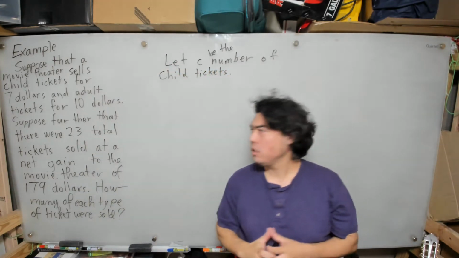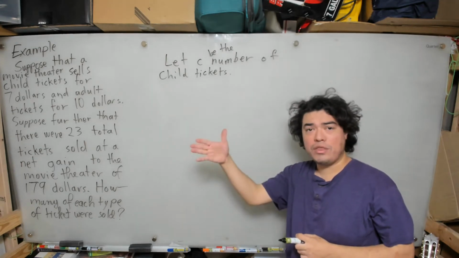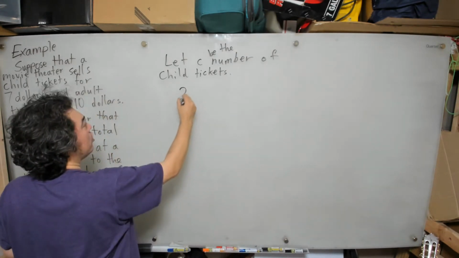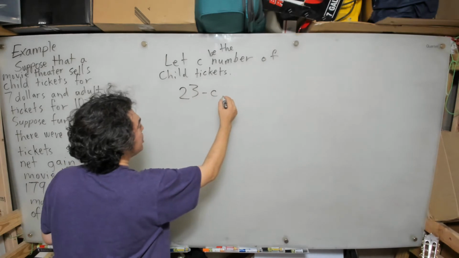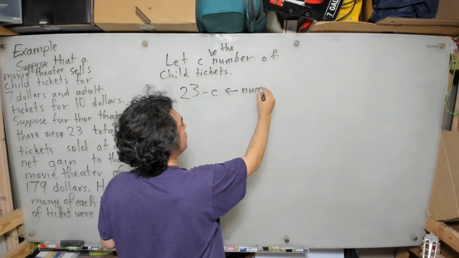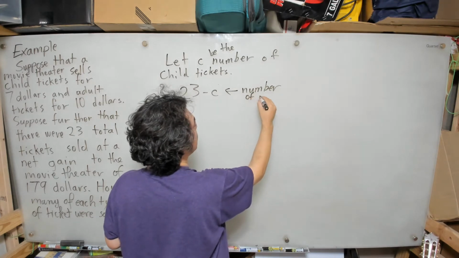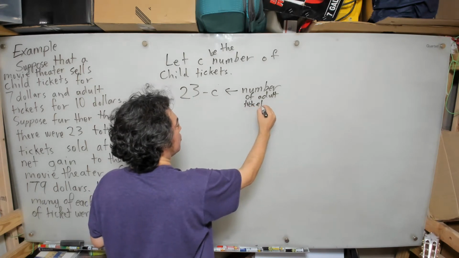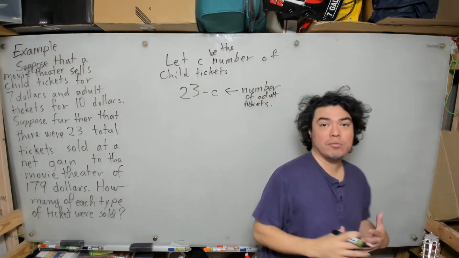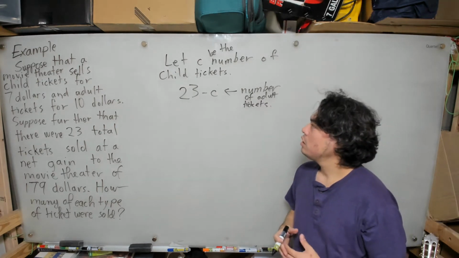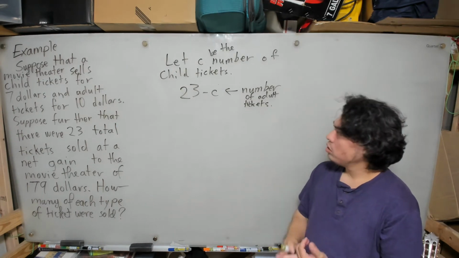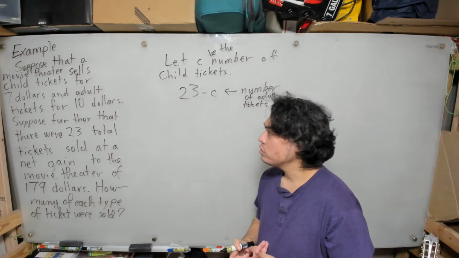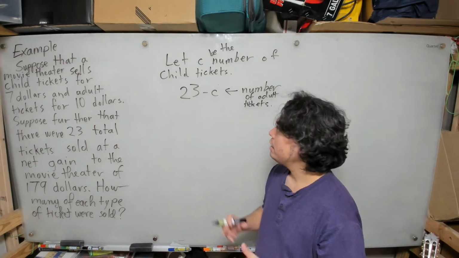They tell us that there were a total of 23 tickets sold. So if C is the number of child tickets, then 23 minus C must be the number of adult tickets sold. So now we know C is the number of child tickets sold, 23 minus C is the number of adult tickets sold.